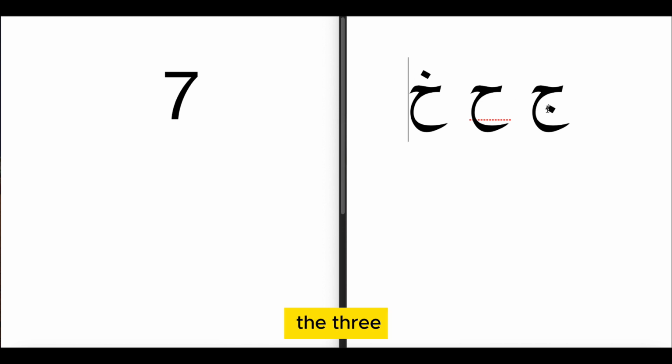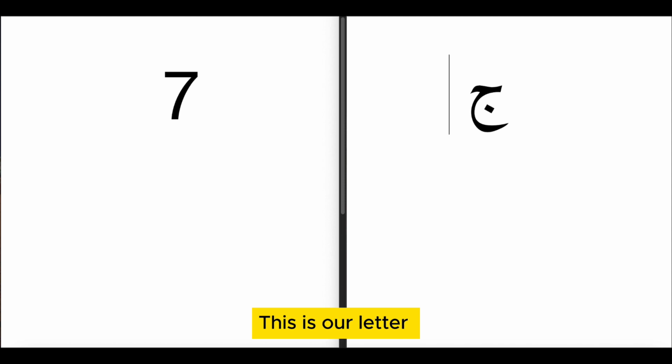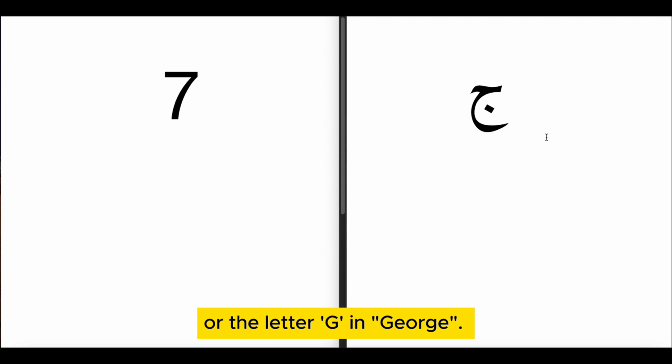The difference between the 3 is the dots. So Jeem has the dot here, Kha has a dot above, and Ha has no dots. But let's focus today on our letter, Jeem. This is our letter for the day. Now in Fusha, modern standard Arabic, it's pronounced like the letter J, ja, or the letter G in George.